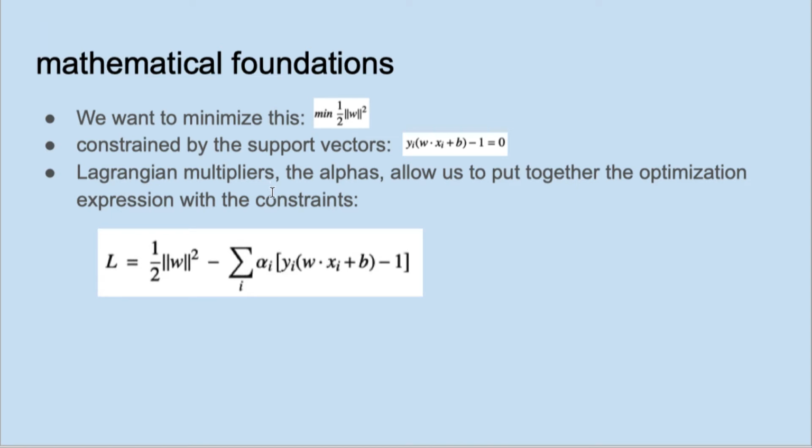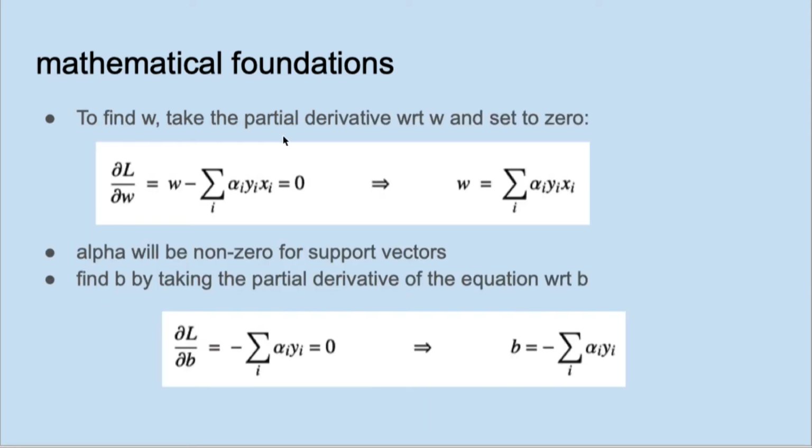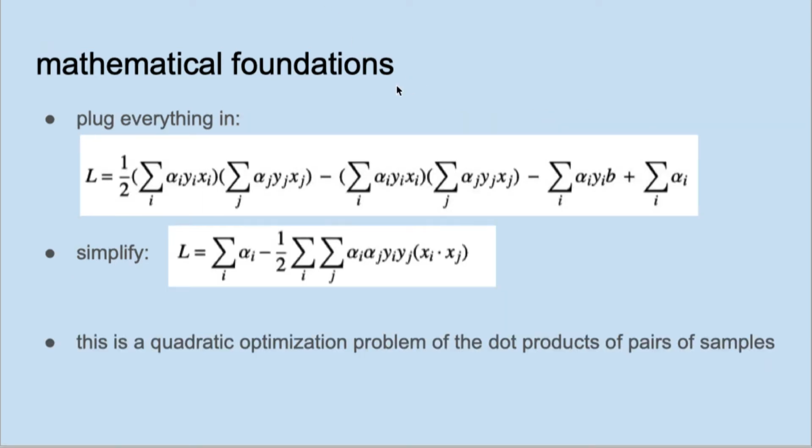Lagrangian multipliers, shown in this equation by the alphas, allow us to put together the optimization expression and constraints. To find W, we take the partial derivative with respect to W and set it to 0. Alpha will be non-zero for support vectors. And then we find b by taking the partial derivative of the equation with respect to b. Once we plug it in, we get this rather unwieldy looking equation here, which can be simplified here.